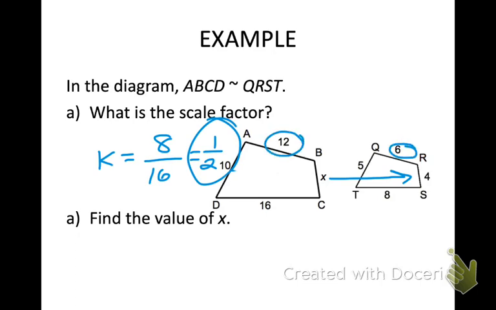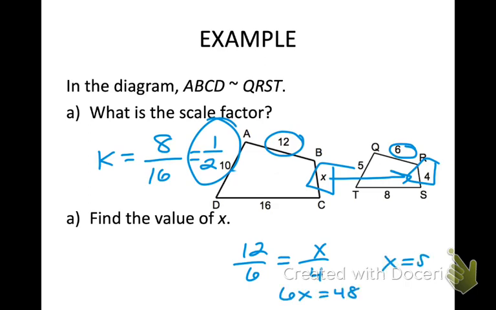So I can do 12 over 6, because they're corresponding, is equal to x over 4, which gets us 6x equals 48, so x is equal to 8. Or you could have done 16 over 8 equals x over 4. Or you could have done 10 over 5 equals x over 4. Or you could have done 2 over 1 equals x over 4.